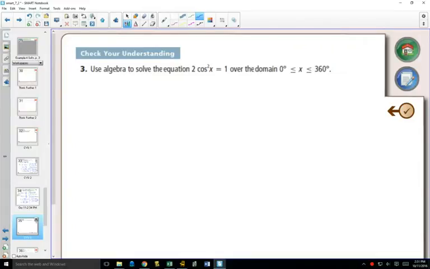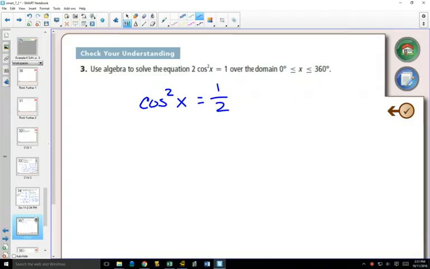So again, we're solving an equation. This time we have a cos squared in there. So similar to last time, we're going to get cos by itself, but first, when we divide by 2, we get cos squared by itself. How do we get rid of a square root sign? Sorry, I kind of gave it away. How do you get rid of a squared?